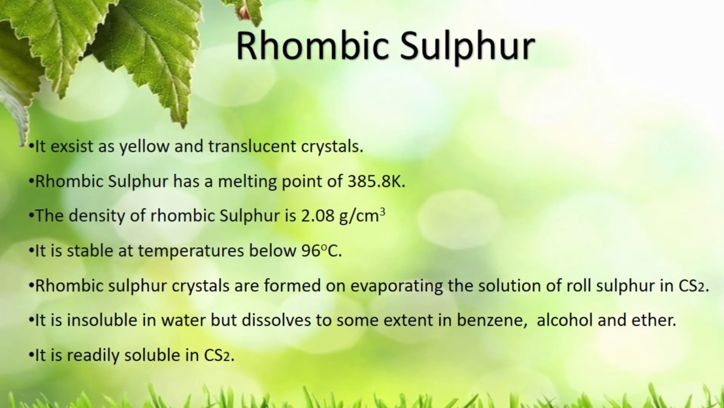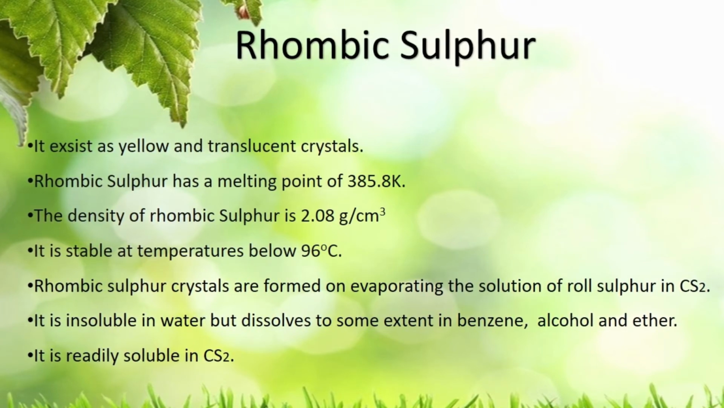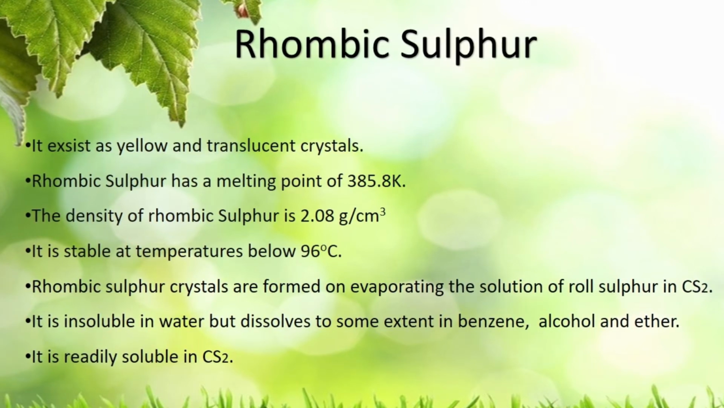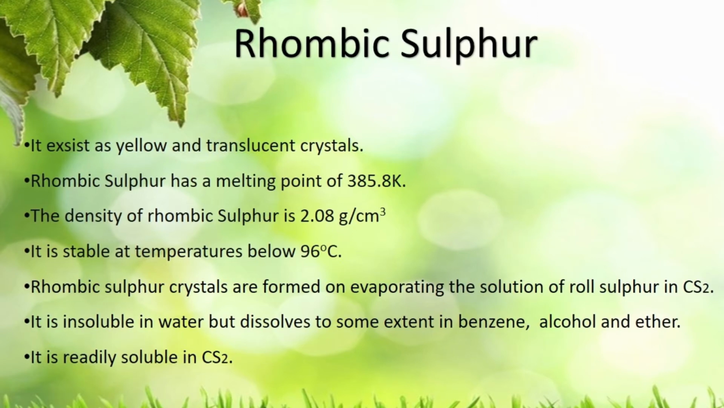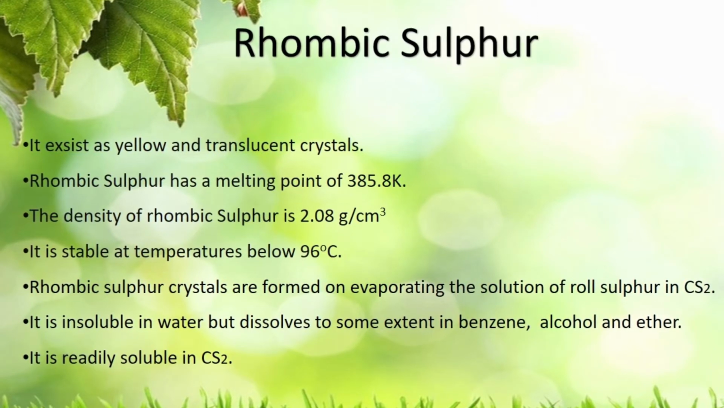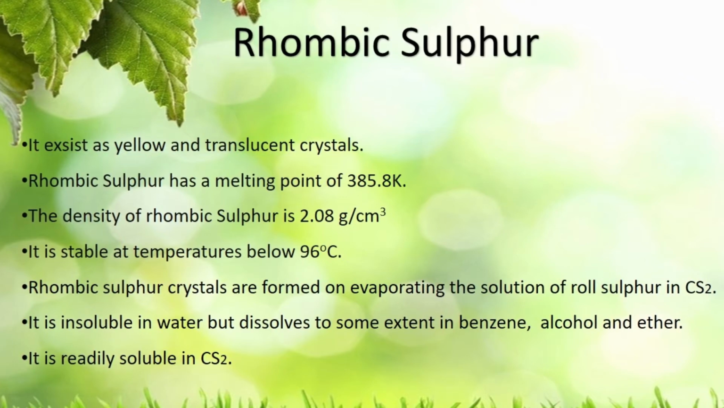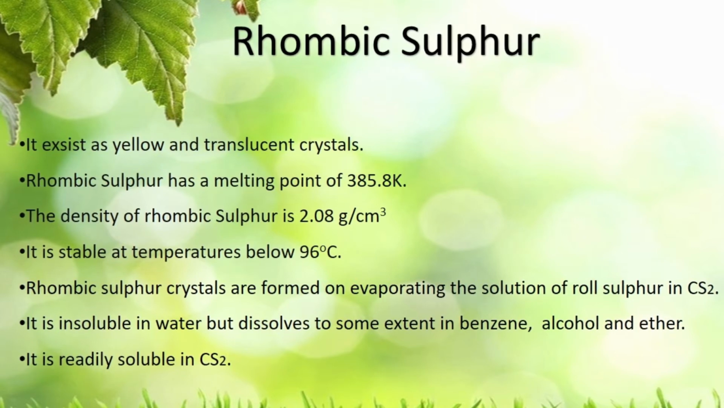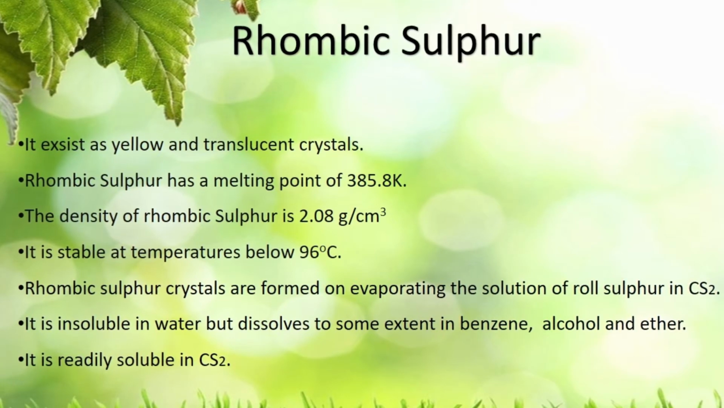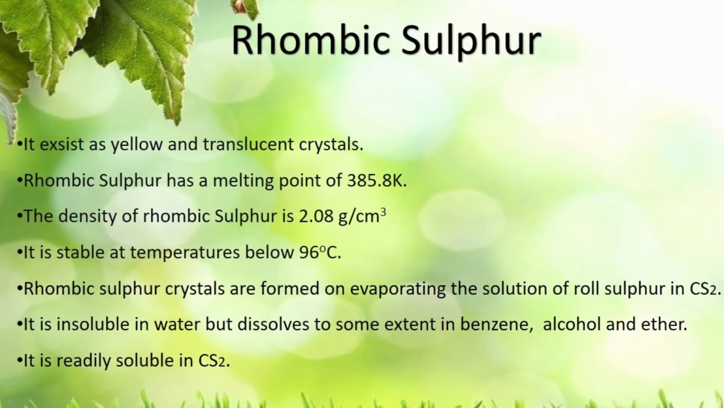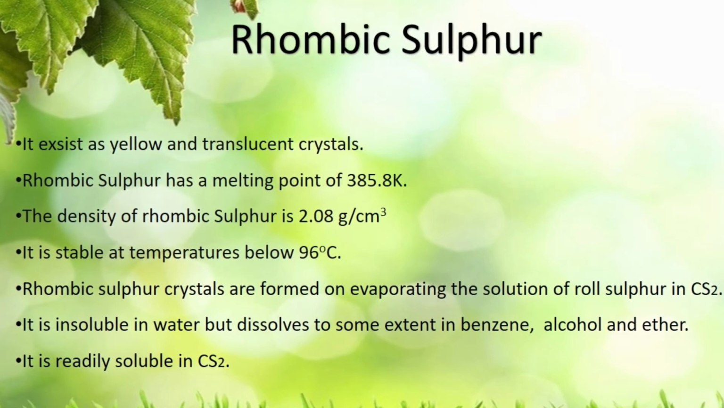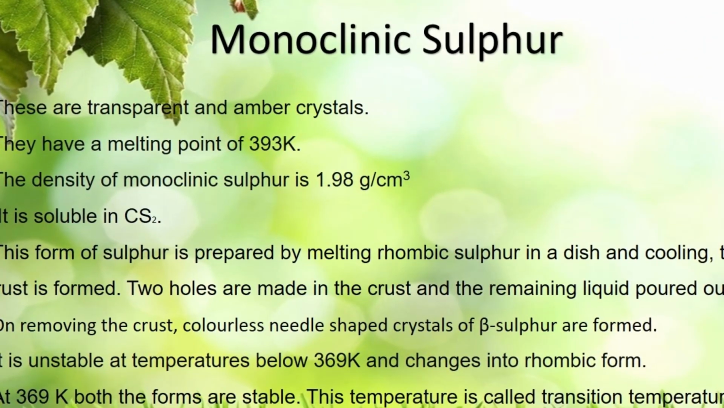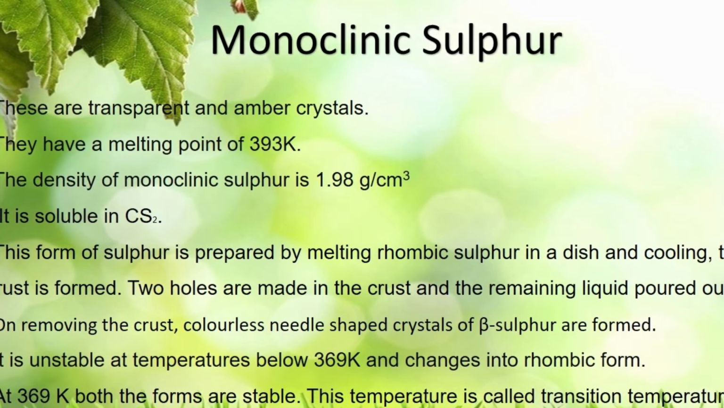It exists as yellow and translucent crystals with a melting point of 385.8 Kelvin and a density of 2.08 gram per centimeter cube. Rhombic sulfur is stable only at temperature below 96 degrees Celsius. It is soluble in carbon disulfide and it is insoluble in water but dissolves to some extent in benzene, alcohol and ether. Now let's move to the preparation and properties of monoclinic sulfur.